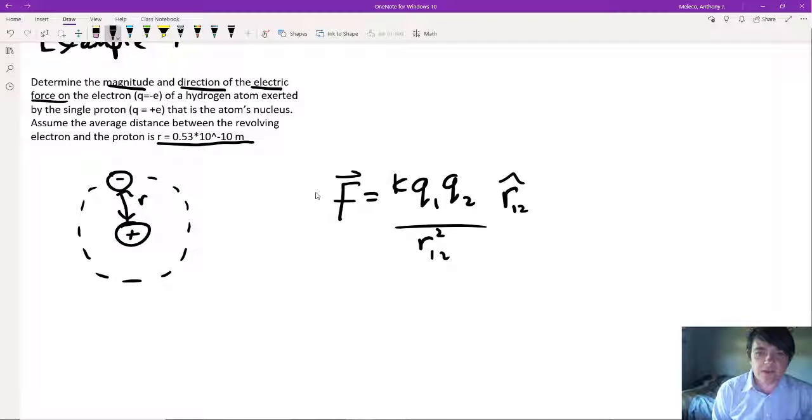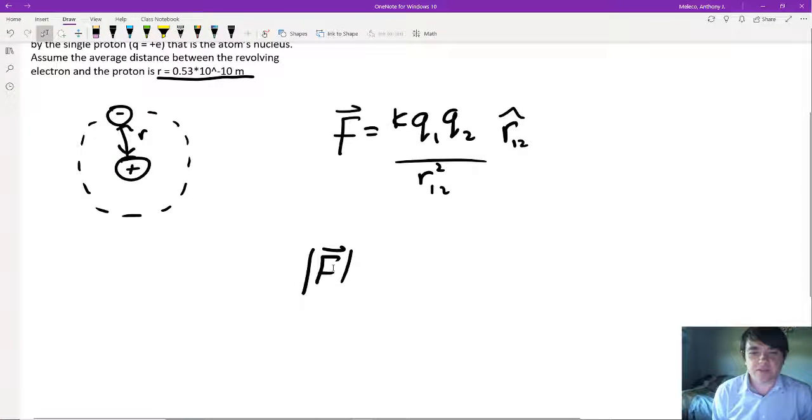Before we get into plugging things in and worrying about direction, let's look at what this is asking again. It's asking for the magnitude and direction. In most of these examples and most of the questions you'll get, we'll be able to handle these things separately, because dealing with the unit vector and all of that can be a pain. But for this example, it's actually kind of easy. So let's go ahead and get just our magnitude first. Magnitude is basically the same thing as absolute value bars. It's some always positive number. And if we get that, we don't actually need to worry about this unit vector.